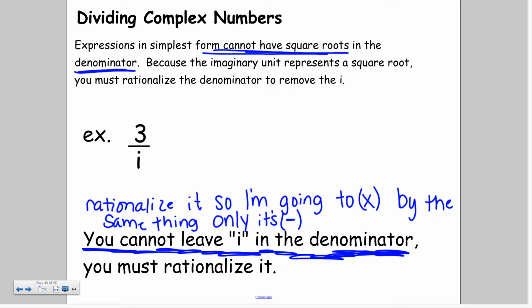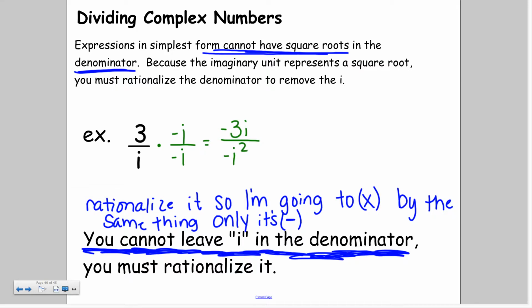This is very important to you, okay? So go ahead and highlight it, underline it, do whatever you got to do. So you're going to have to rationalize it. To rationalize it, I'm going to multiply by the same thing, just negative. So I have 3 over I. So I'm going to multiply by a negative I. Whatever I do on the bottom, I have to do on the top. So I'm going to multiply the top and the bottom by negative I. Now, when I'm multiplying fractions, I'm going to multiply straight across. So I have negative 3I over negative I squared.